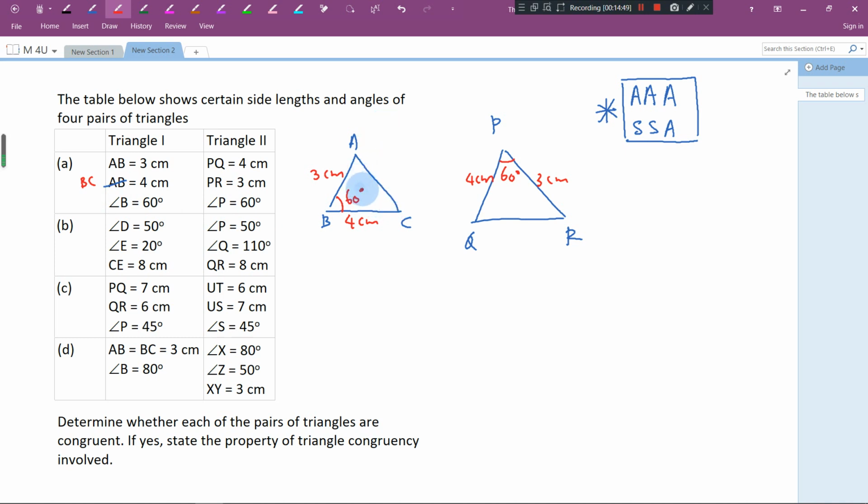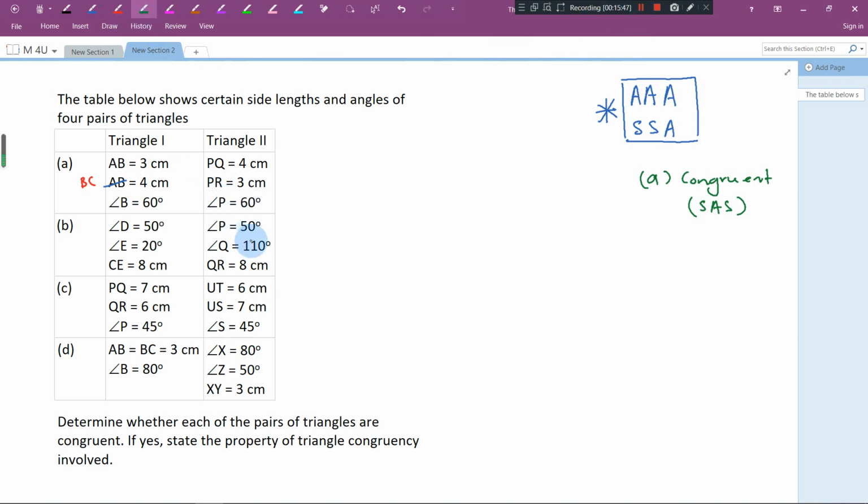Okay, now try to think. Are this pair of triangles congruent? We have two pairs of corresponding sides which are equal in length: 3 centimeters, 3 centimeters, 4 centimeters, 4 centimeters, and the included angles here are equal as well, right? So they actually satisfy the properties of side, angle, side. In this case, we can make a conclusion that they are congruent. So the answer for A: they are congruent, and the property involved is side, angle, side.